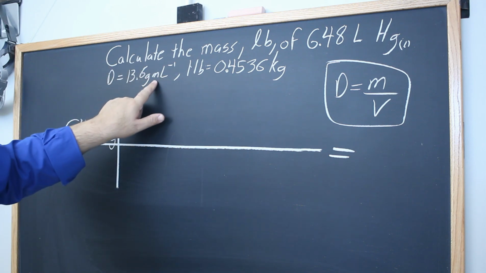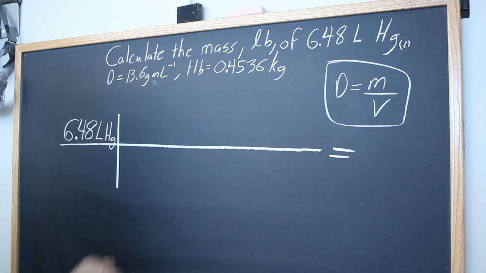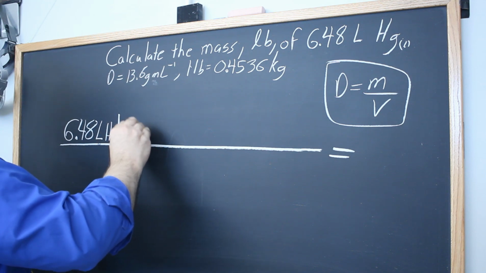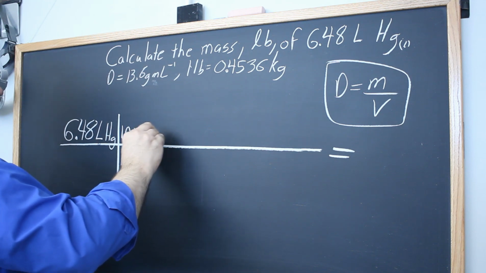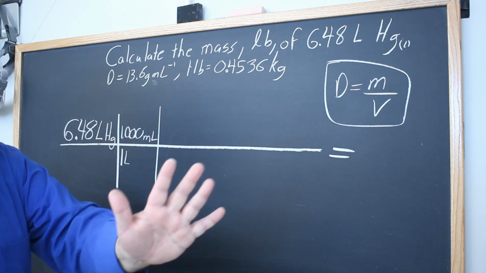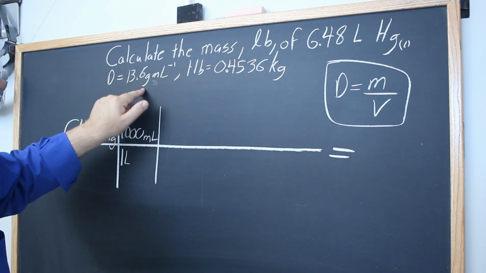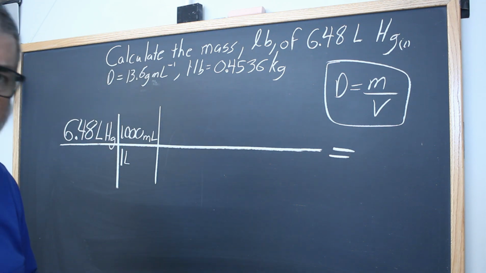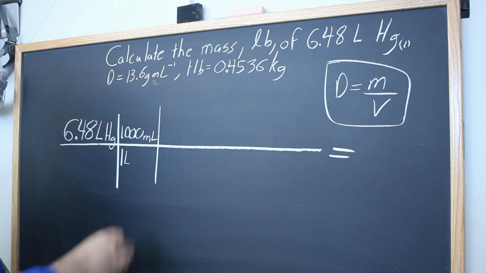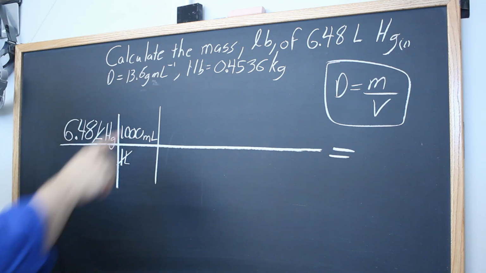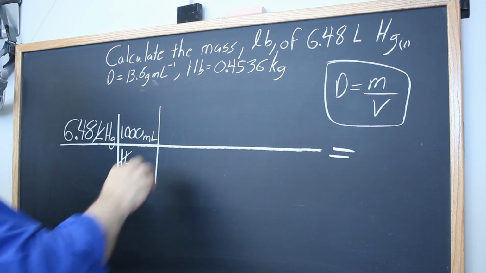Well, we have density, but it's in the wrong unit. So 1 liter is 1,000 milliliters. I should say our starting point is in the wrong units. You could convert this to pounds per liter if you really wanted to, but that's, again, a much more cumbersome way of solving the problem. Liters cancel. Now we have milliliters, which now allows me to use this value.